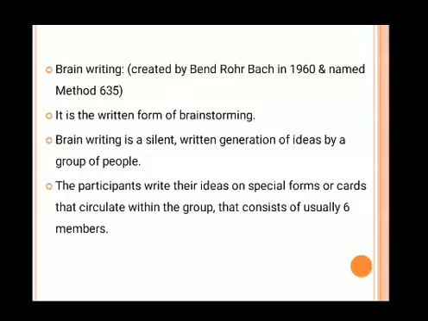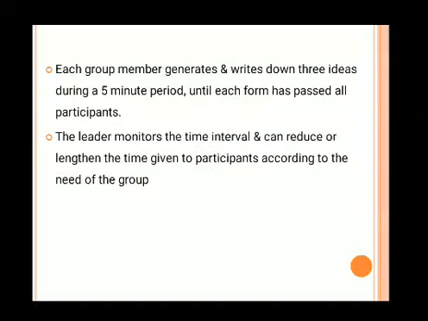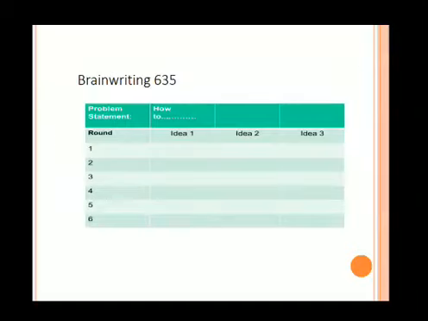So this is the method 635 form. What is the problem statement here and how are you going to solve it? Idea 1, idea 2, idea 3. Round 1, round 2, round 3, round 4, round 5, round 6. So 6 multiplied by 3 ideas is 18 ideas you are going to get.